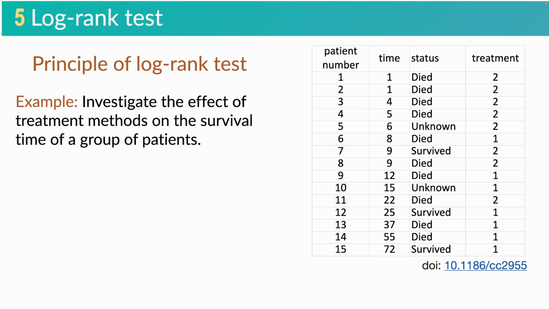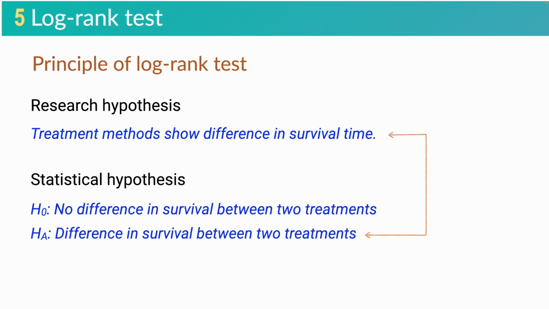To understand how the log-rank test works, we will learn it through an example. The example is the investigation of treatment effect on the survival time of a group of patients. This example we have already used in the previous tutorial, that is the Kaplan-Meier curve. The research hypothesis for this study is that the treatment methods show a difference in survival time.